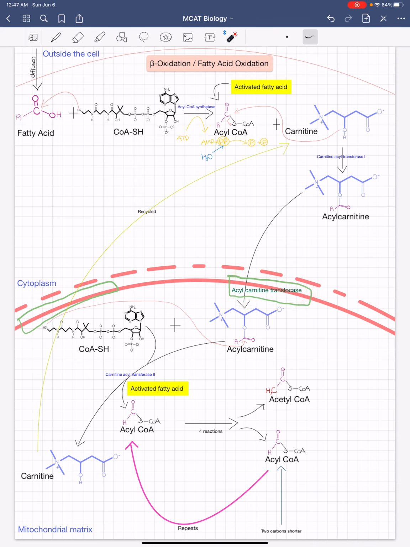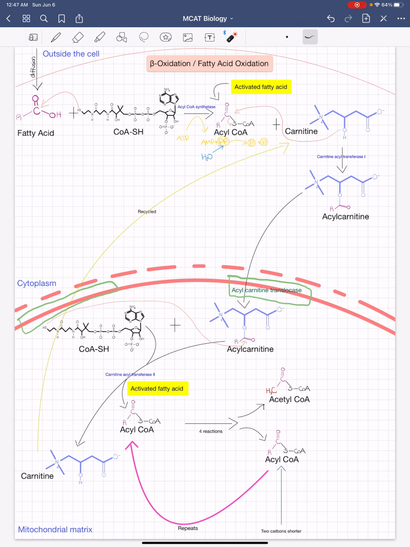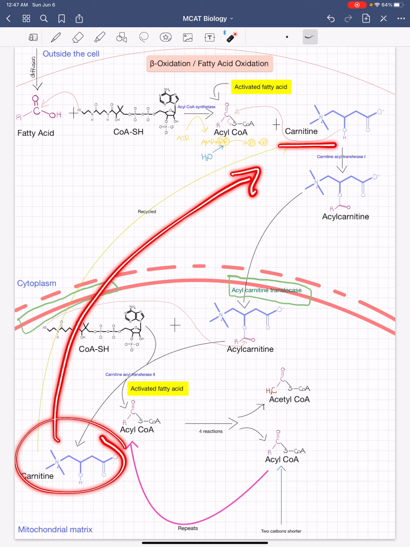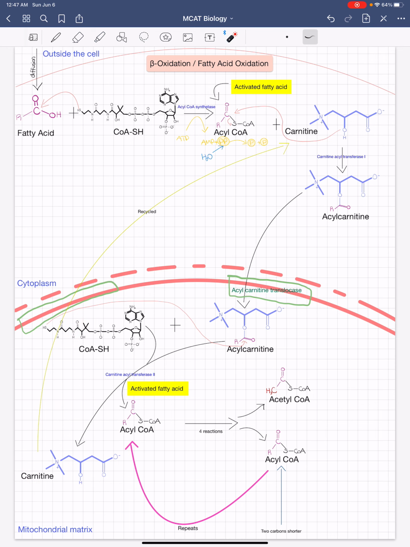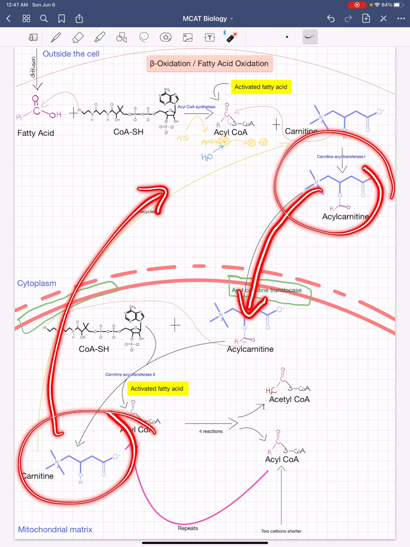Once inside the mitochondrial matrix, acylcarnitine then reacts with coenzyme A to produce carnitine as well as acyl-CoA. This is catalyzed by the enzyme carnitine acyl transferase 2. Carnitine then gets transported outside of the mitochondria to be used in beta-oxidation. For every one molecule of acylcarnitine that enters into the mitochondrial matrix, one molecule of carnitine is exported outside of the mitochondrial matrix.